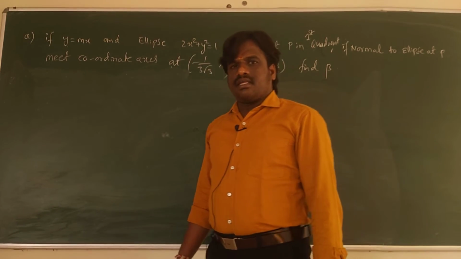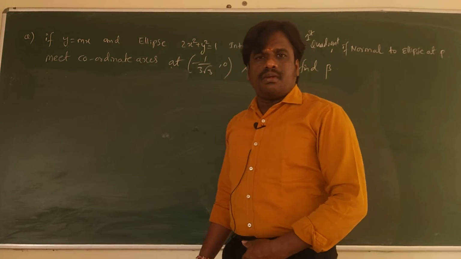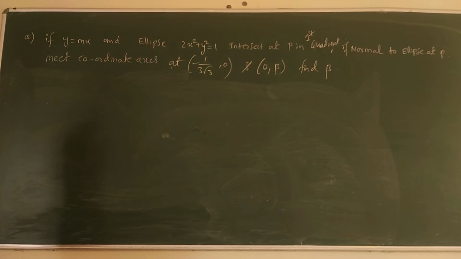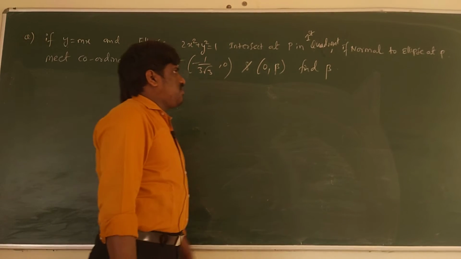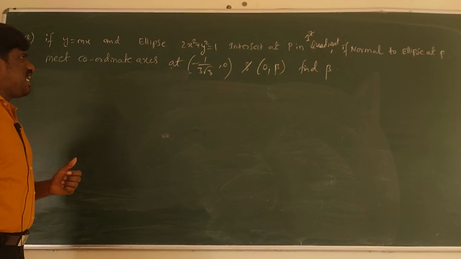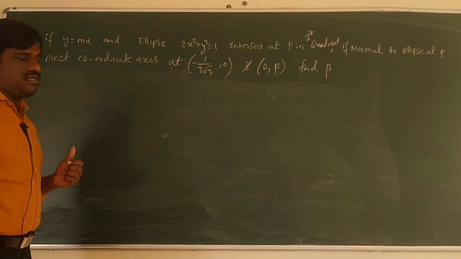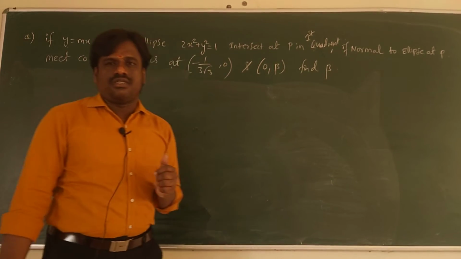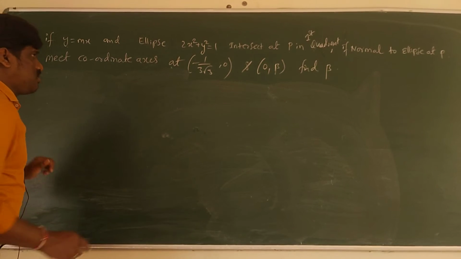So now I am explaining the last concept of the ellipse, the last problem of the ellipse. Here let us see. If y is equal to mx and the ellipse 2x square plus y square equal to 1 intersect at P in the first quadrant, if the normal to the ellipse at P meets the coordinate axes at minus 1 by 3 root 3 comma 0 and 0 comma beta, find the beta value. This is a previous year question. Okay, let us discuss how to solve this question.